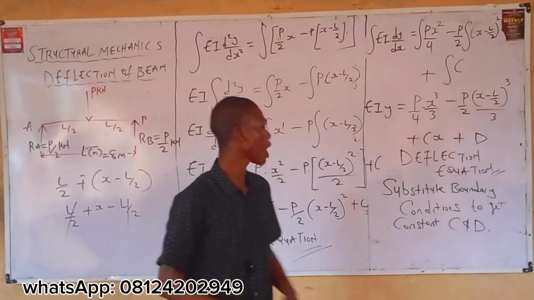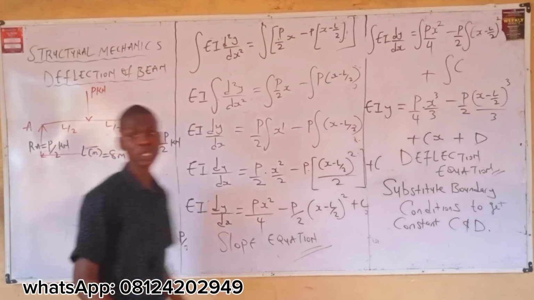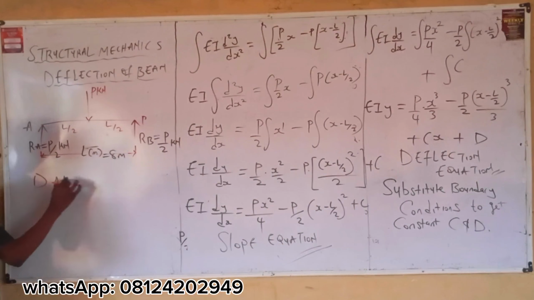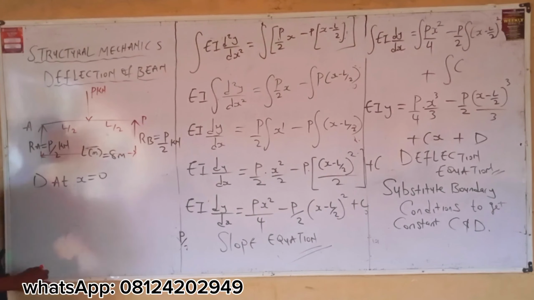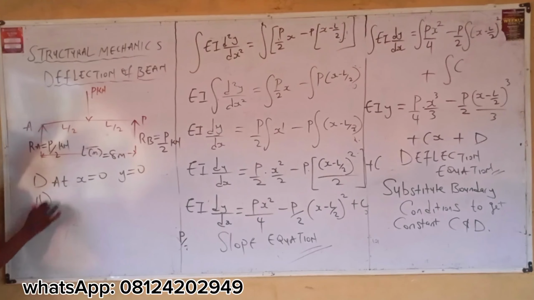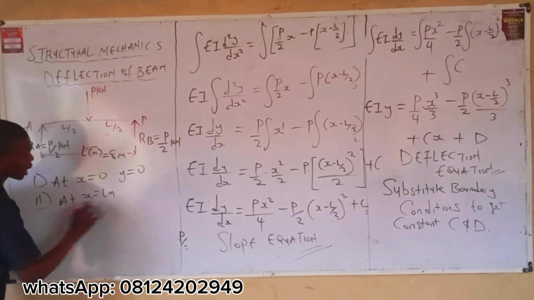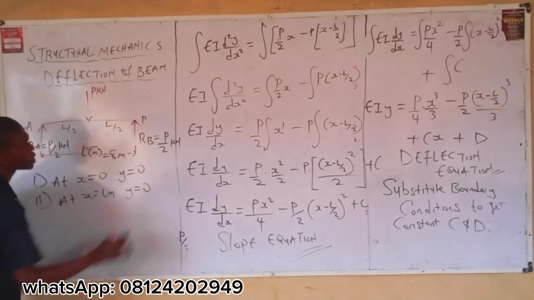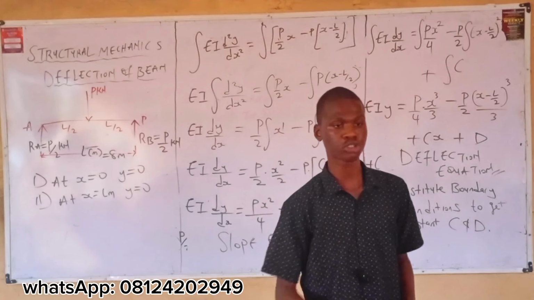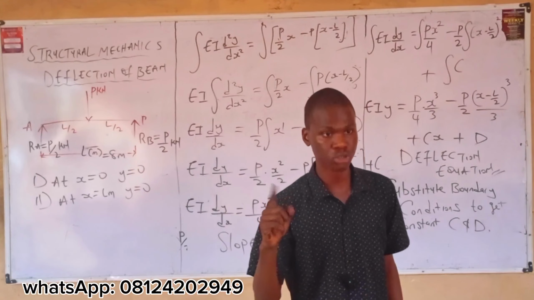Now, the question is, how do I get C and D? To get your C and D, which are the constants, the first boundary condition is at x equals 0, y equals 0. Number 2, at x equals L meter, y equals 0. Now, how do you know the boundary condition to substitute? Let's say you are solving your question. How do you know the boundary condition to substitute?